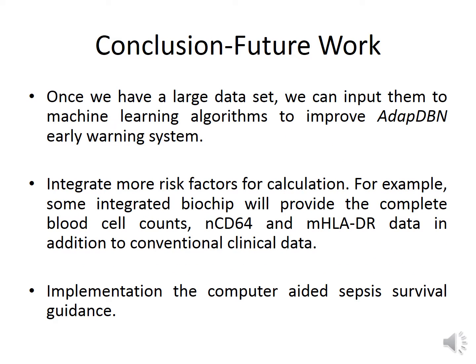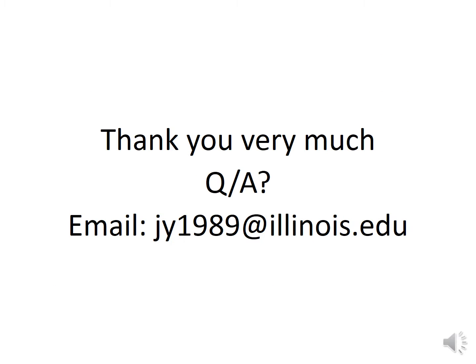For our future work, first we will collect more real-time data to update our conditional probability distribution tables to improve the accuracy of the adaptive DBN. Second, we will improve the accuracy of the model itself. We will integrate more risk factors for calculation. We will refine our dynamic Bayesian network model. Later, we will implement computer-aided sepsis survival guidance.